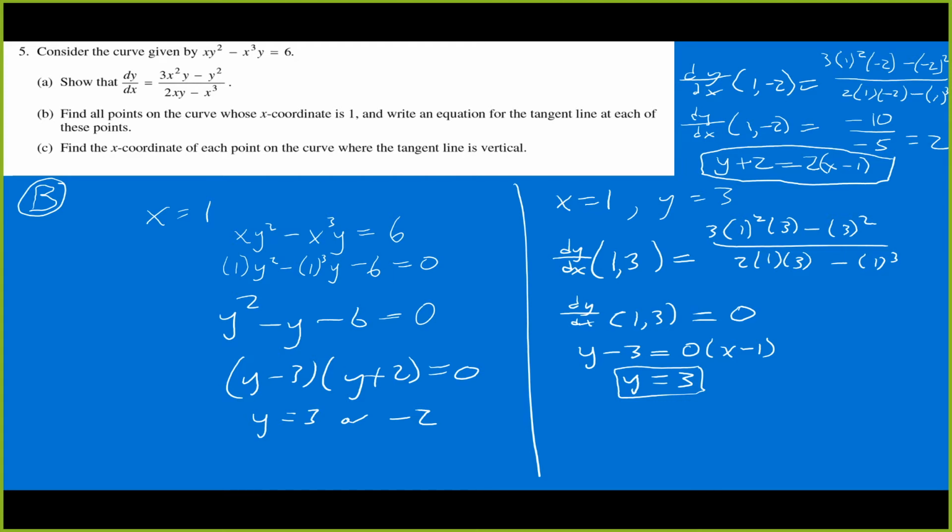Which does factor into y minus 3 and y plus 2. So therefore, I've got y equals 3 or negative 2. So we've got 2 points, 1, negative 2, and 1, 3 for this curve where our x-coordinate is 1. And they want us to write an equation of a tangent line for both of these points. Okay, so I'm going to take my derivative, which we had here, and plug in the x and y values for each of these points, starting with 1, negative 2.